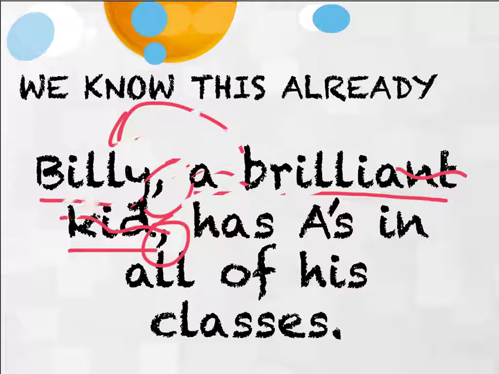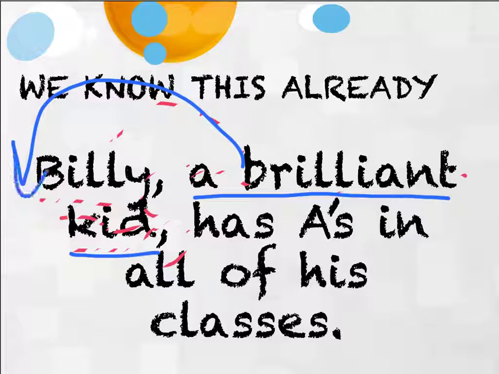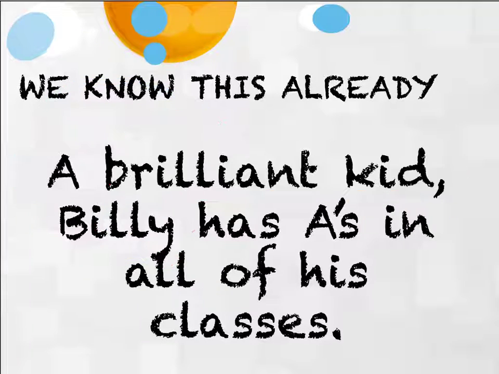We know this because we've done some work with appositives already. So all we're going to do now is build on that knowledge. We're going to take this appositive here, a brilliant kid, and move it to the start of the sentence to give it a little bit of sentence variety. Something like this. Now the appositive comes first, a brilliant kid, Billy has A's in all of his classes. It's just another way to use appositives to add style.